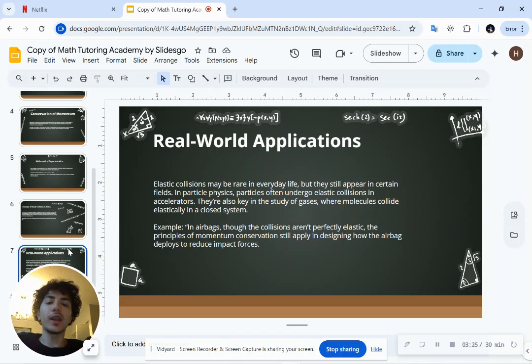Examples in real life. An airbag, through collision, isn't perfectly elastic. The principle of momentum conservation still applies in designing how airbags deploy to reduce the impact forces.